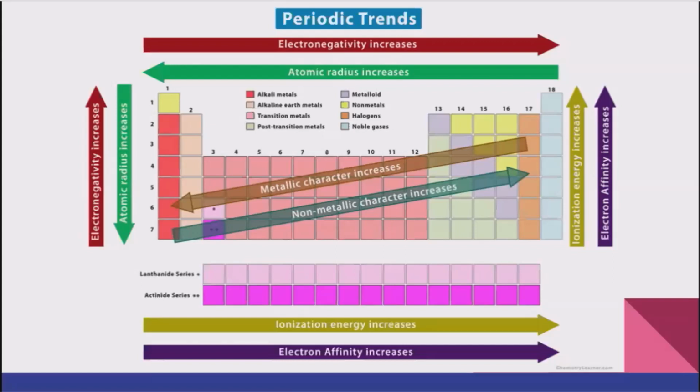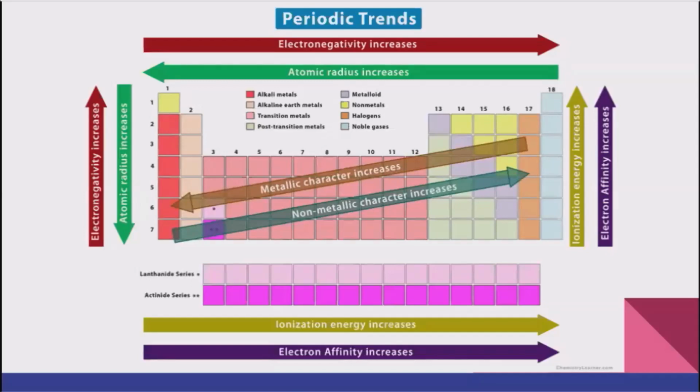And moving on to atomic radius, if an element is electronegative, it will be small because it'll be holding things close together. So atomic radius increases to the left and as you go down. And something that goes hand in hand with atomic radius is ionic radius, which isn't on this chart, but metallic character also increases as the atomic radius increases.